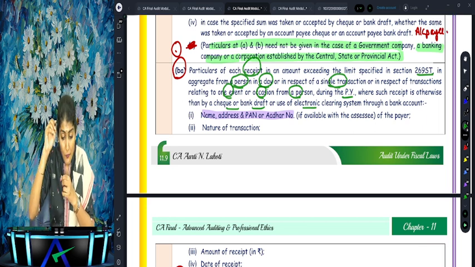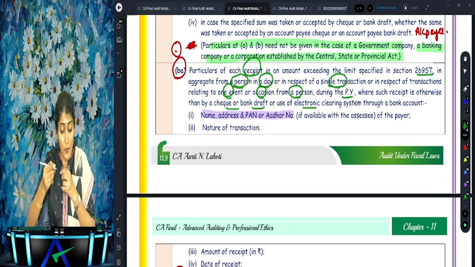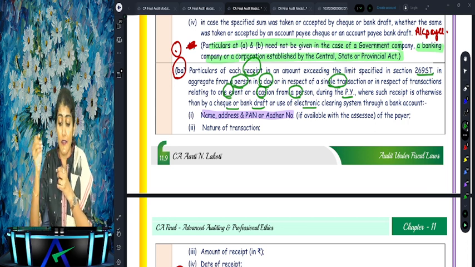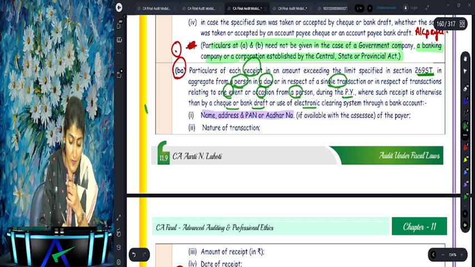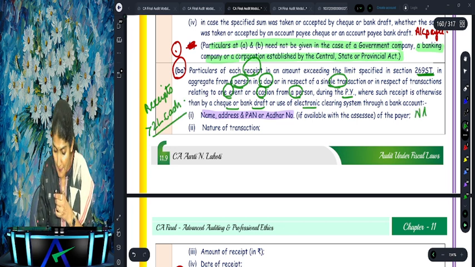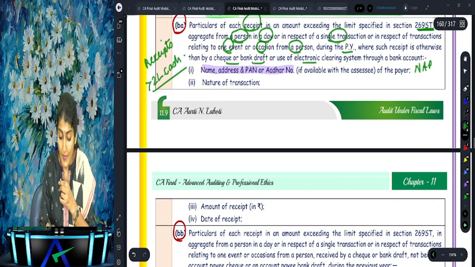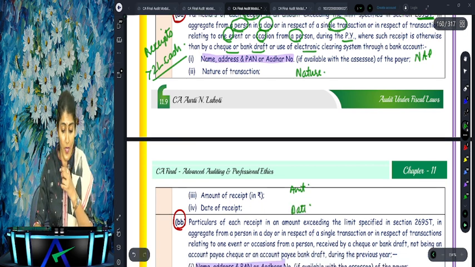Right, so receipt from a person in a day in respect of a transaction or relating to one event or occasion is exceeding the limit specified under 269ST. That is, what is the amount? Receipts in excess of 2 lakh rupees in cash. So what details are required to be given? First detail, NAP: name, address, and the PAN. Then the nature of the transaction, then the amount of the receipt and the date of the receipt, for receipts of more than 2 lakh in cash.